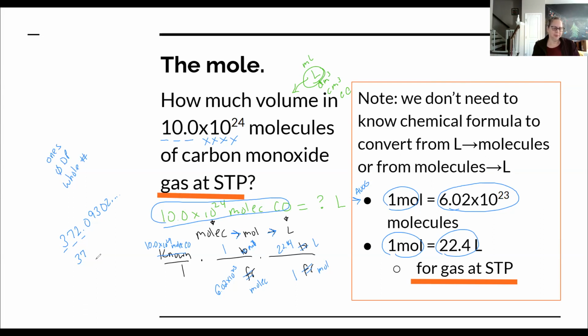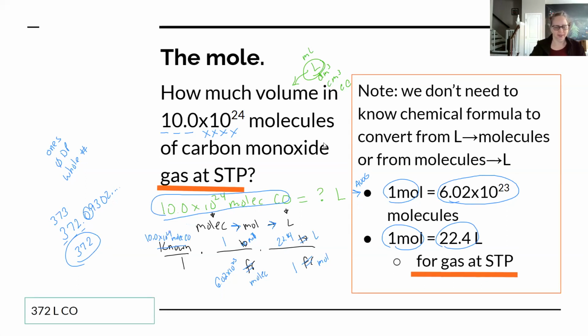This place has a lot of different things, but it still all works the same. I'm either going to round down to 372 or round up to 373. And in this case, 372 liters is going to be my answer of carbon monoxide. Notice, did I need to know what the chemical was? Nope, it could be carbon dioxide, it could be hydrogen gas. As long as it was a gas at STP, this formula would yield the same results.